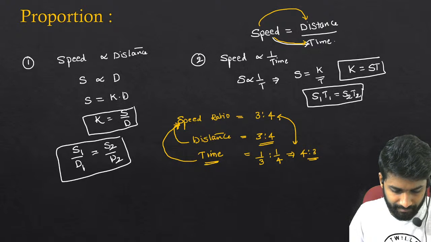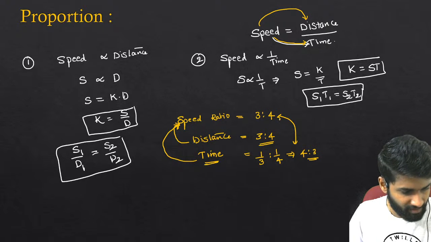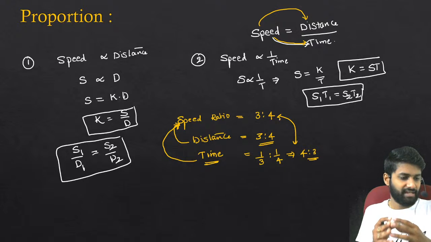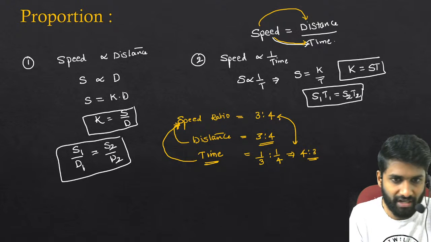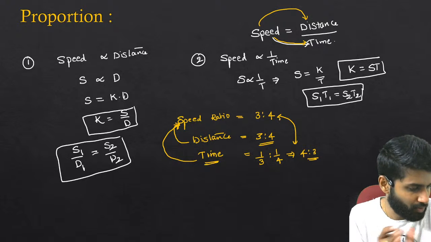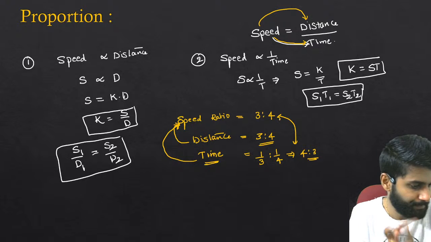Is it clear? So that is the direct question, Nana. The relation between speed and distance is directly proportional. Speed and time is inversely proportional. So that is the question.